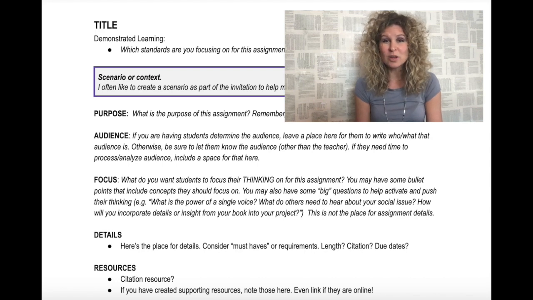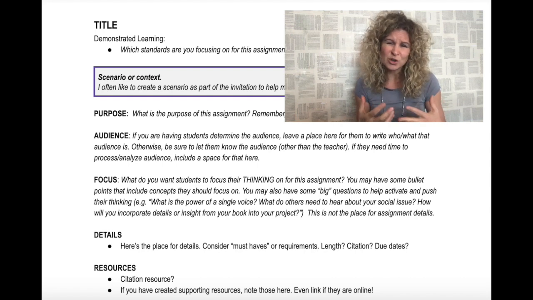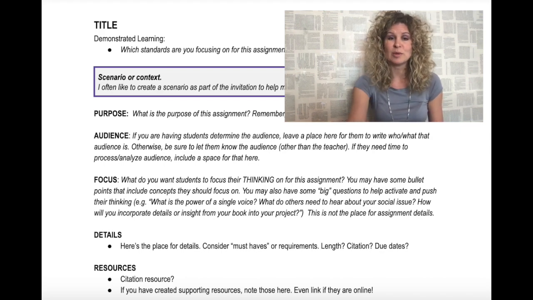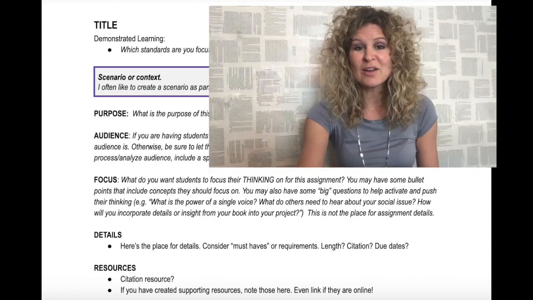Then the details are when you might include some more of the logistics. So if you have some must-haves, this would be the place to put them: citations, length. Sometimes I just use this detail section to also describe more concretely some of the work that I want them to do. And then for resources, if they need to have a citation, this is a good place to put it. If you have any other resources that you've created, this is a good place to note that for them. So I'm going to go ahead and describe now the one that I came up with.